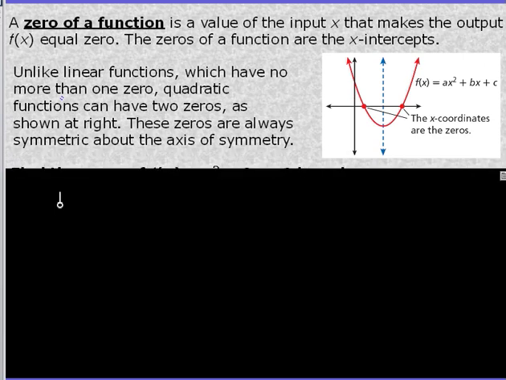So unlike linear functions, they have 1 zero. We solve for x, and you're going to get one solution. Or if we set y to 0, you're going to get one x-intercept. Quadratic equations can have 2 zeros, and you probably could figure that out because of the shape of the parabola. And notice here's our axis of symmetry. The zeros are symmetric about the axis of symmetry, and we're going to take advantage of that to help us graph functions to find solutions.